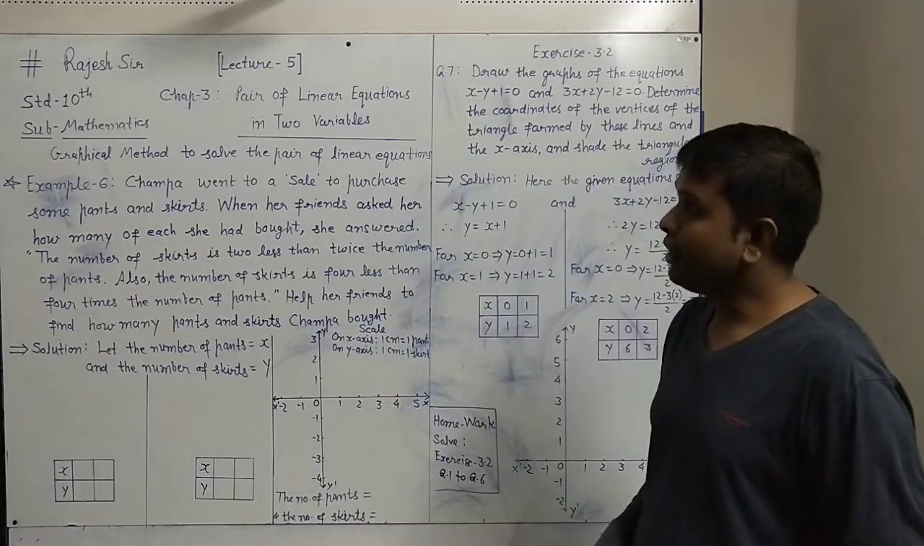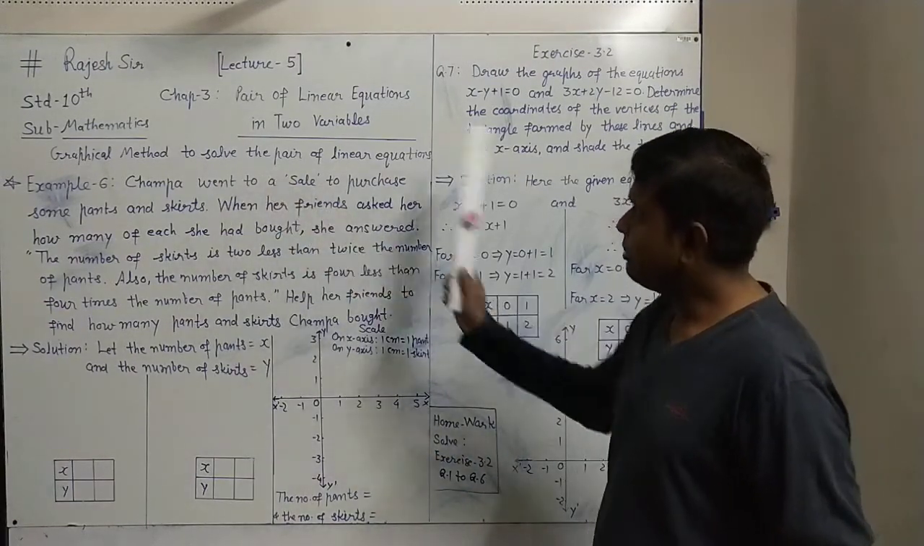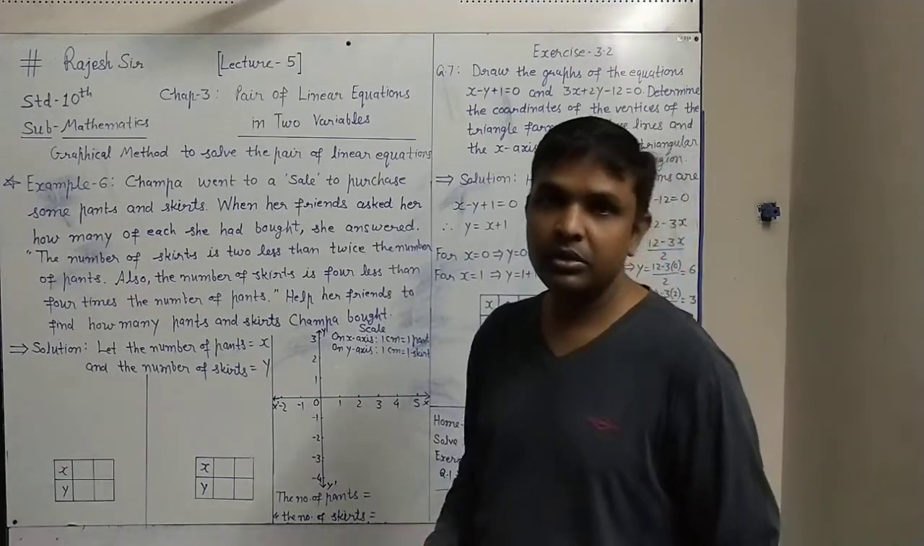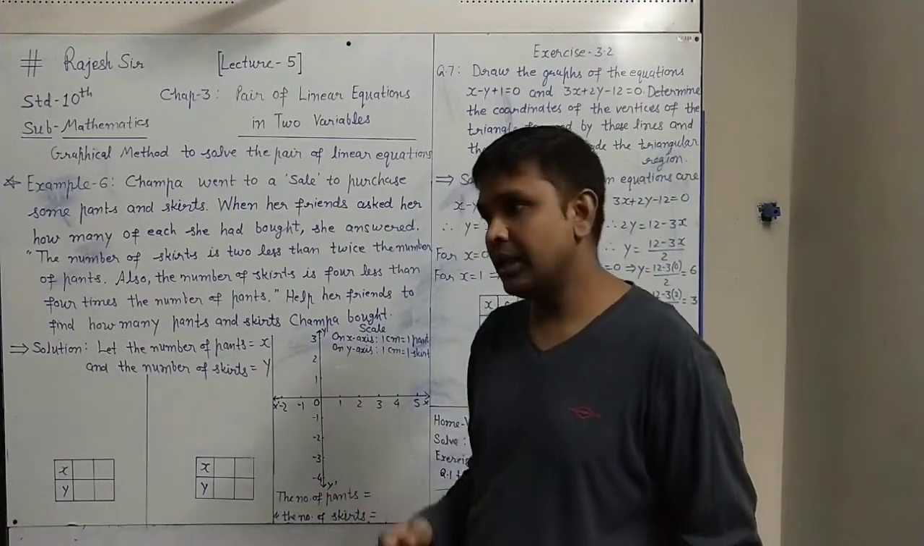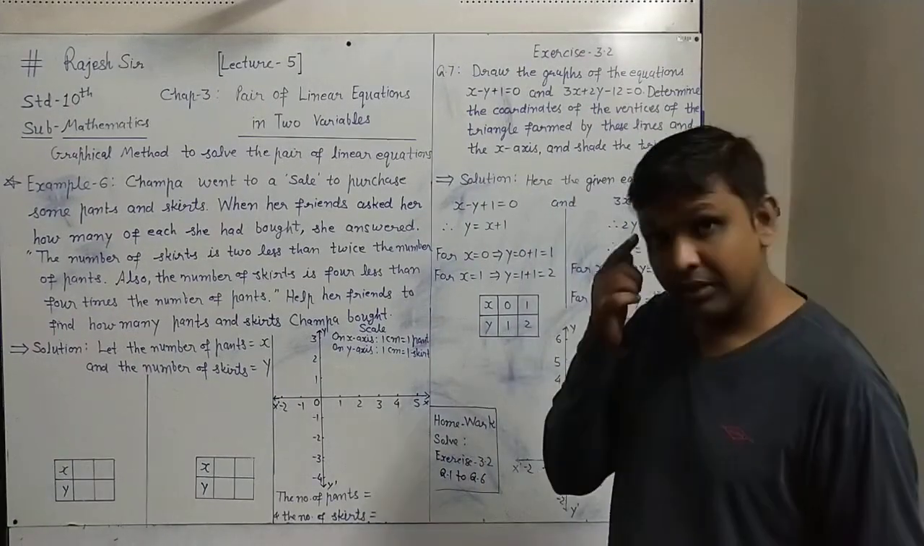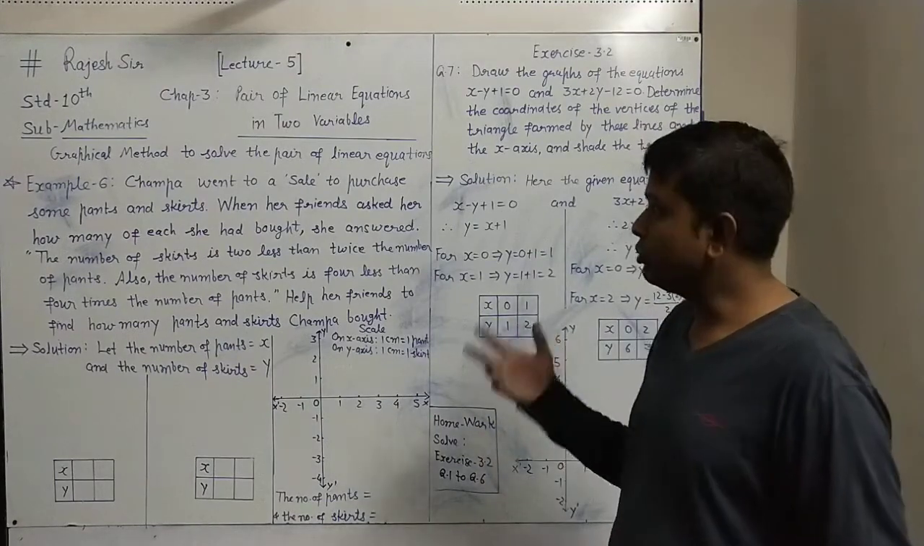This is lecture number 5. We are in the topic graphical method to solve the pair of linear equations. The pair of linear equations we have to solve by the graphical method, that we are doing. Examples 4 and 5 we saw in the last lecture. Here the same method we will do in two more questions.